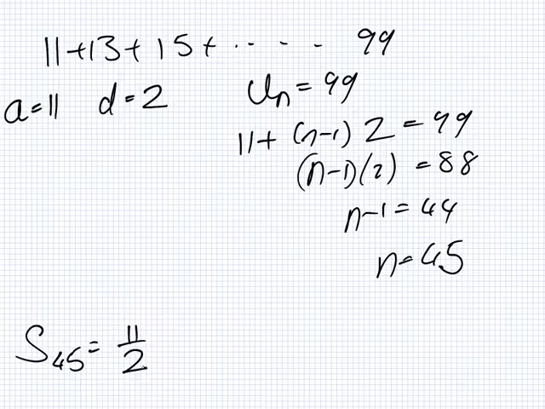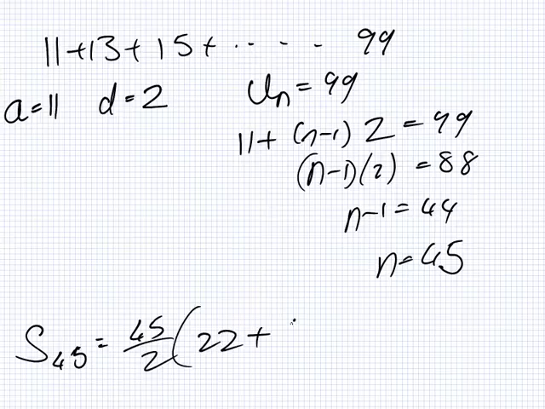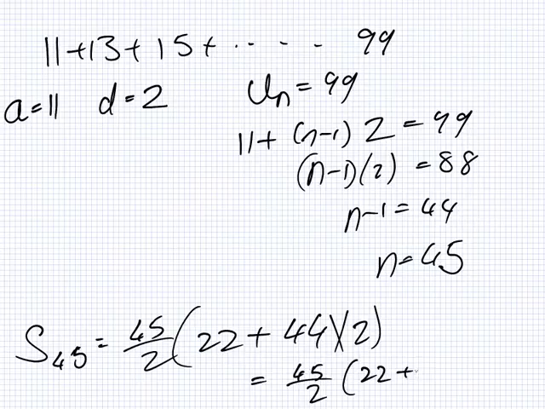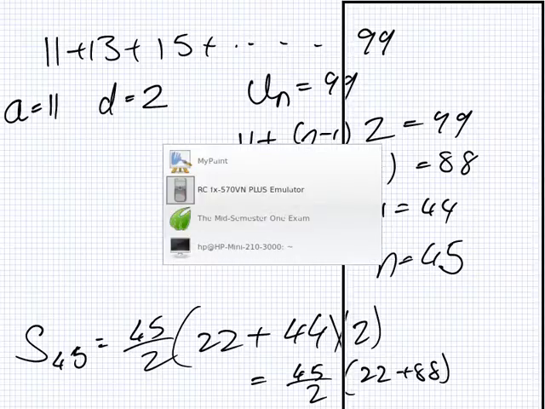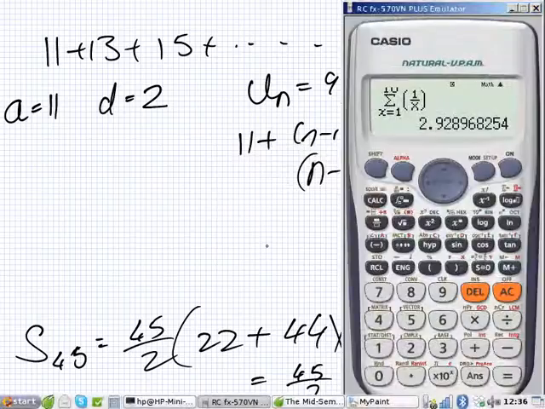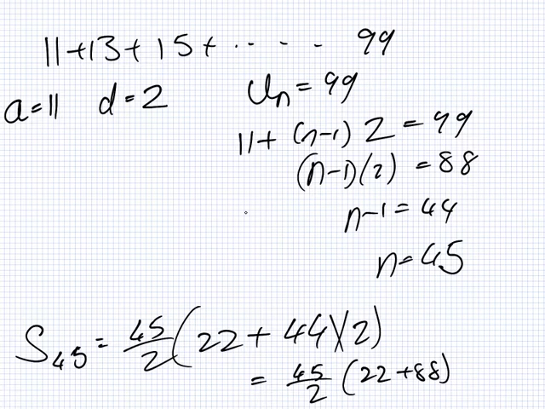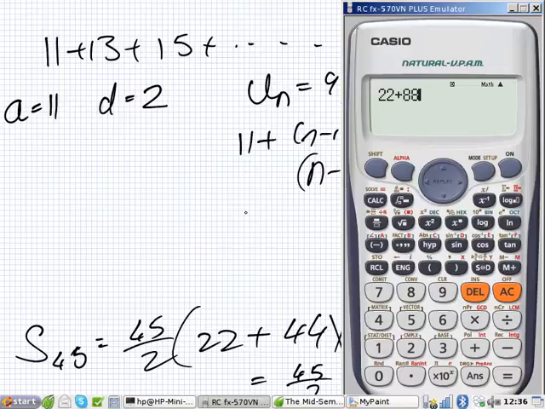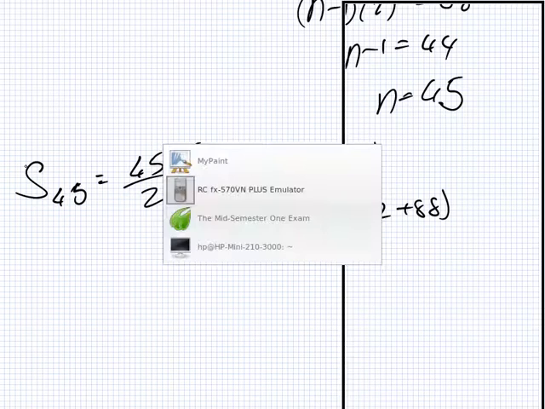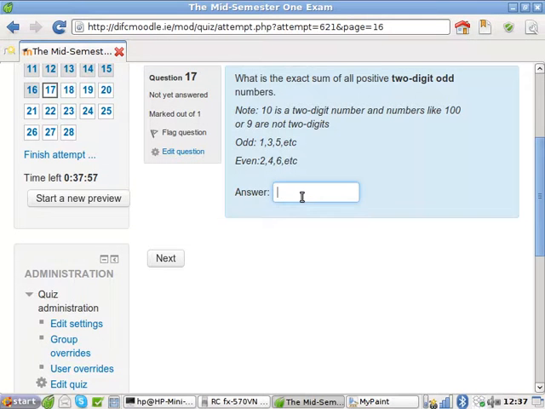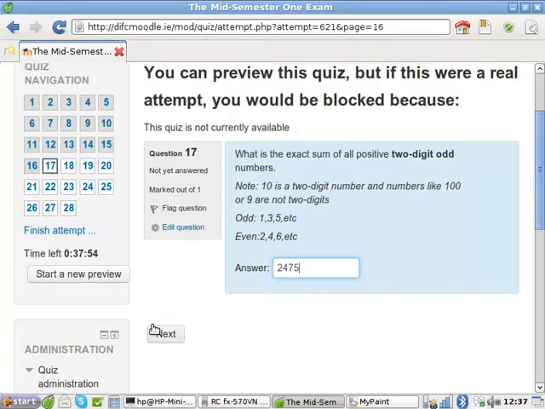So the sum is 45 over 2, isn't it? No. N over 2 times 2A plus N minus 1 times D. So that would be 45 over 2, and this would be 22 plus 88. You said N is 50. No, I just worked it out as 45. 2,475. We'll see. 2,475. Oh, you put N as 50.